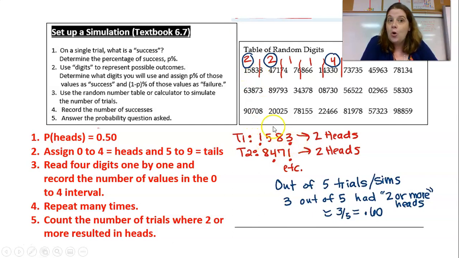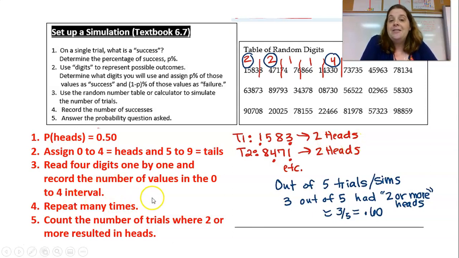Those are my 4 coin flips. Okay, and I'm going to record how many numbers are in the 0 to 4 range because those represent heads. So I see 1, 5, 8, 3. There's a 1 and a 3. Those are both 0 to 4. There's 2 of those. That gives me 2 heads in that set of coin flips.